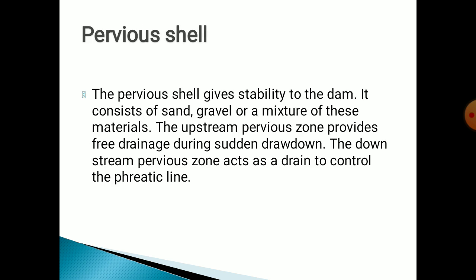The pervious shell gives stability to the dam. It consists of sand, gravels, and a mixture of these, meaning the coarse particles of the soil. The upstream pervious zone provides free drainage during sudden drawdown. The downstream pervious zone acts as a drain to control the phreatic line.